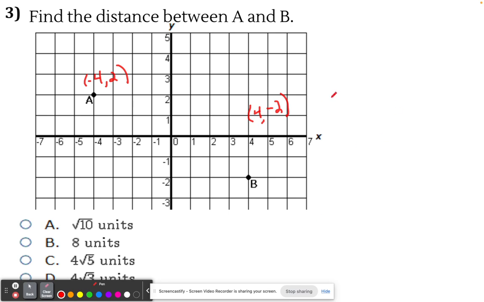so my distance formula is square root of 2 minus -2 to the second power. And as we know, 2 minus -2 is the same as 2 plus 2. Plus -4 minus 4 to the second power.